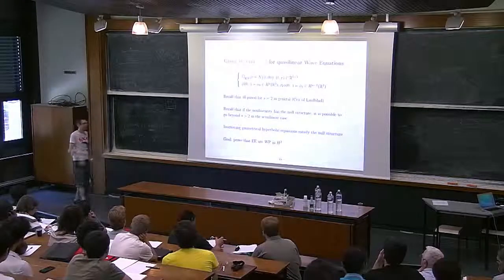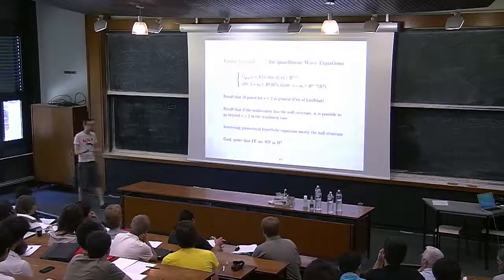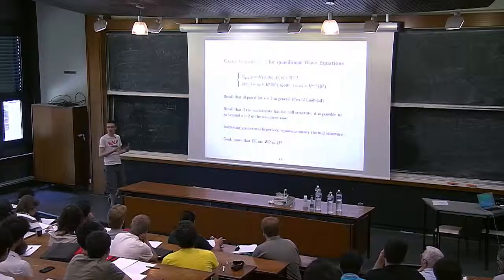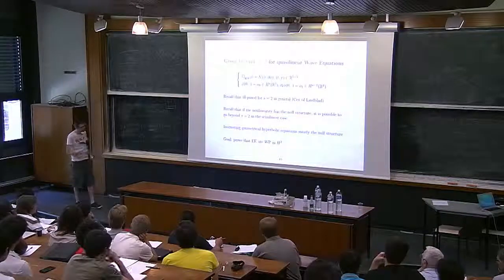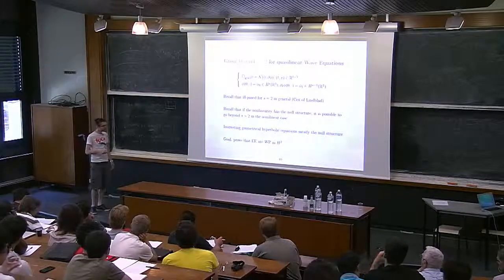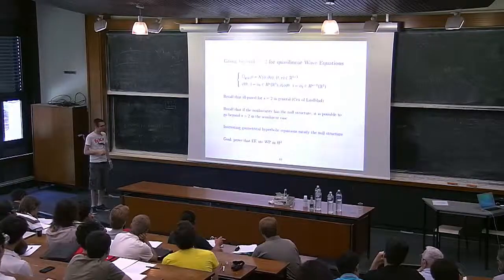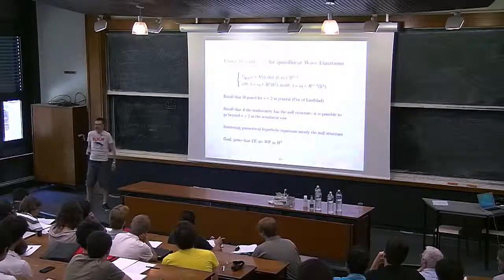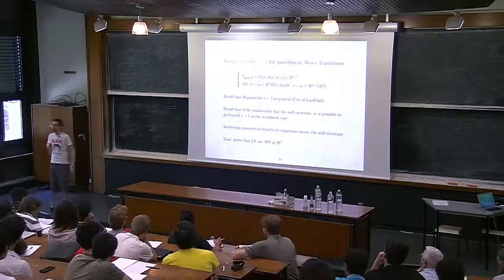Okay, so here, you start with the belief that for the Einstein equation, you should be able to do better than this result of Klainerman and Rodnianski in H2 plus epsilon. And the goal of this lecture will be to explain how you can prove that the Einstein equations actually are well posed at the level of H2.